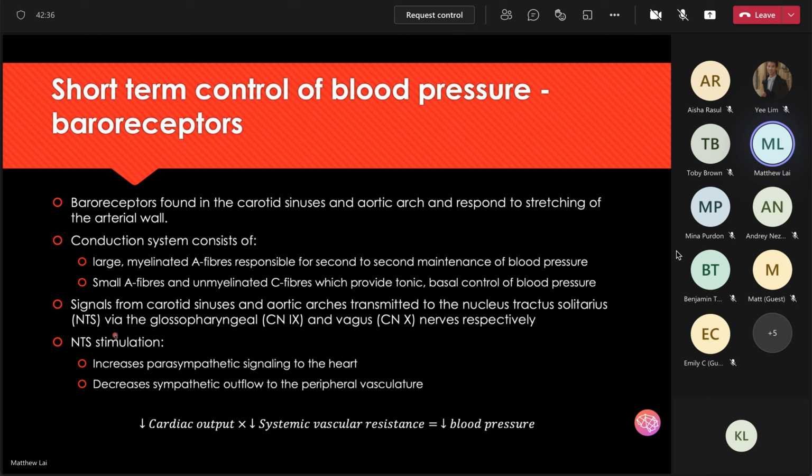The important part here is that when you stimulate the NTS, it increases parasympathetic signaling to the heart, and it decreases sympathetic signaling to the peripheral vasculature. So this results in decreased cardiac output and decreased systemic vascular resistance, both of which contribute to decreasing your blood pressure.